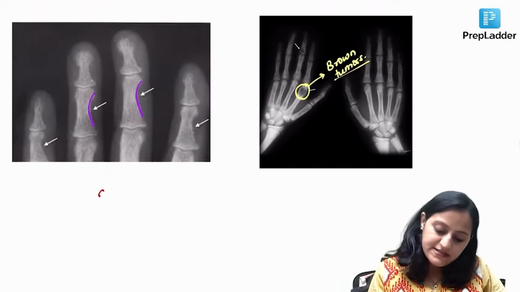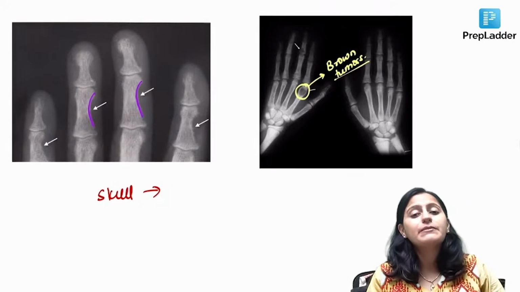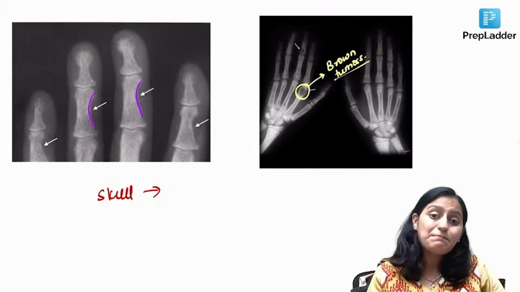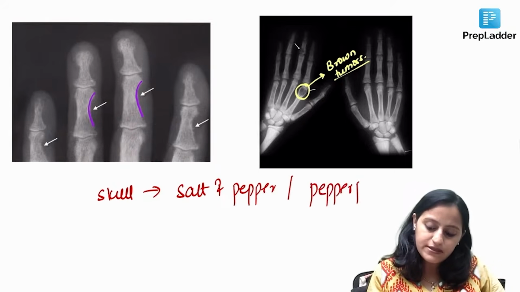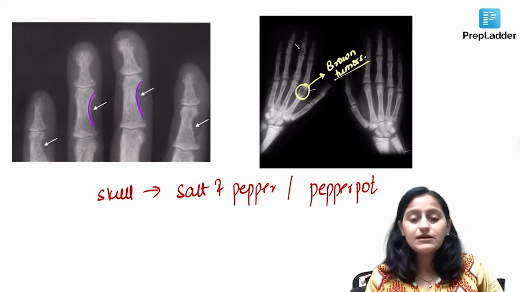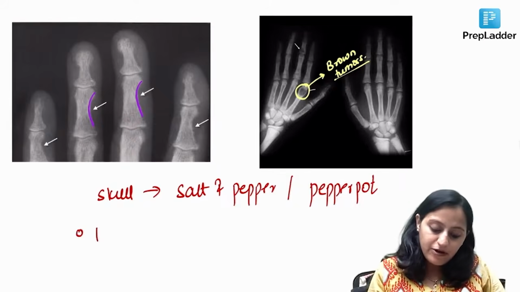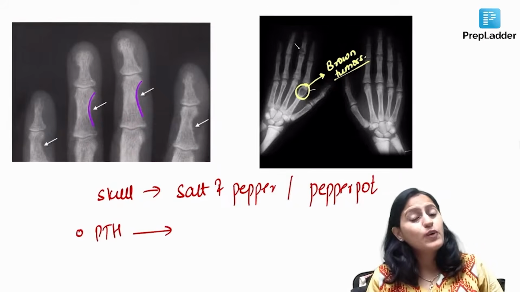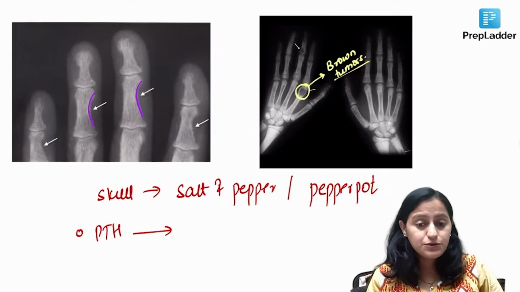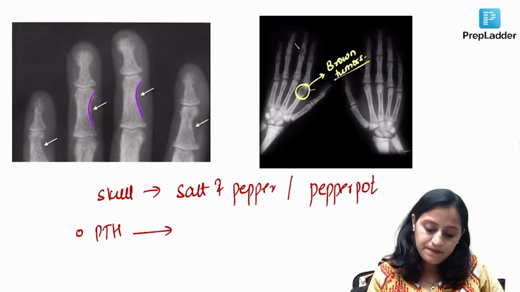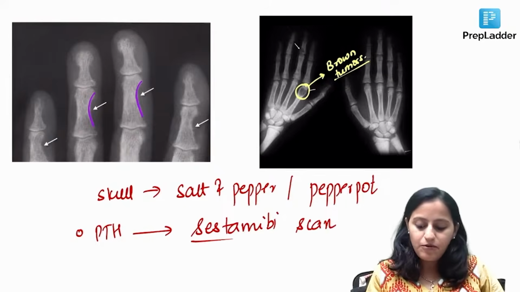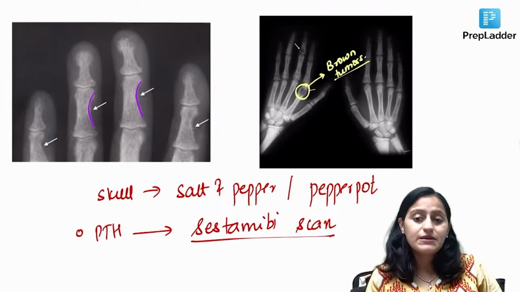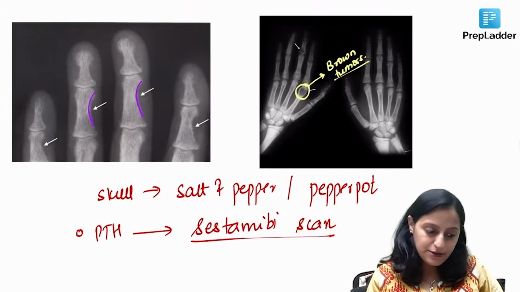What is the appearance of the skull in hyperparathyroidism? Remember, parathyroid, P for P. Pepper skull, pepper pot skull. It is called salt and pepper skull or pepper pot skull, right? And remember, for hyperparathyroidism, what scintigraphy, what nuclear scan do we do? Very, very important. It is the sestamibi scan. The sestamibi scan is done for parathyroid adenoma.